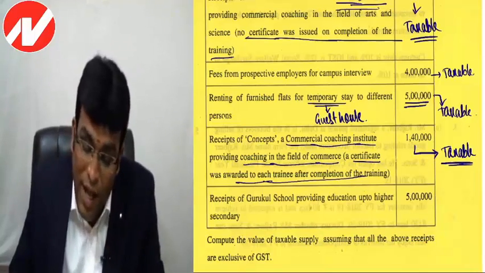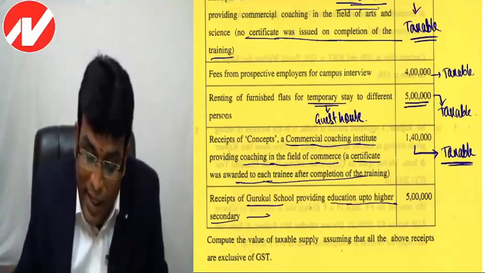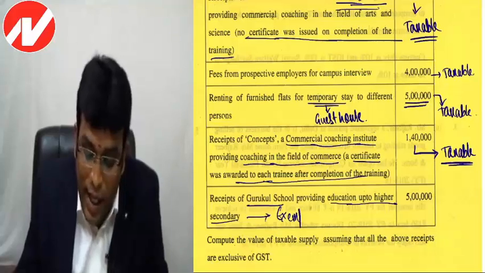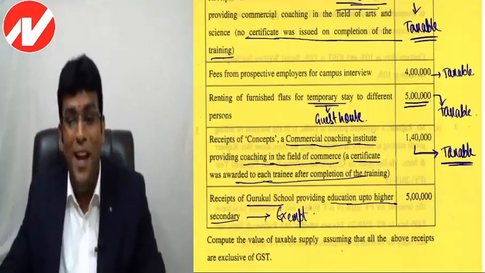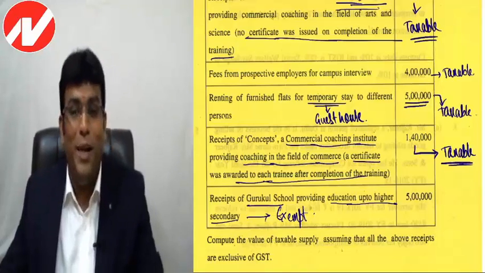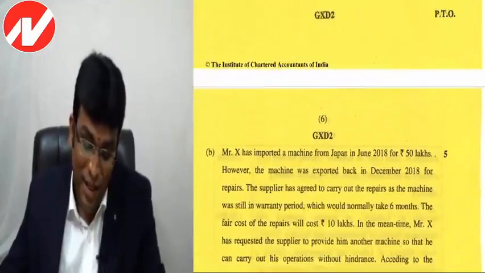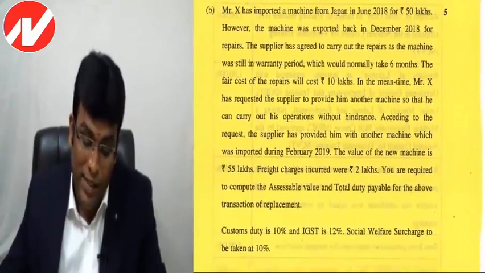Finally, last one, receipts of Gurukul school providing education up to higher secondary. If it is higher secondary, then straight away it is exempt. Like this, one simple question that came in the exam, which is highly scoring, my dear friends. Clear, right? Done.